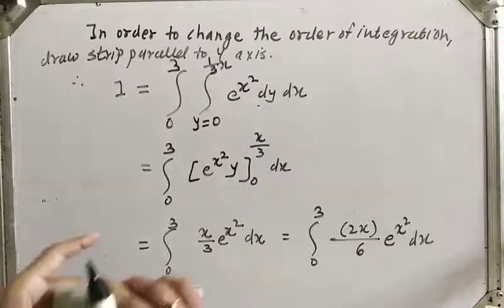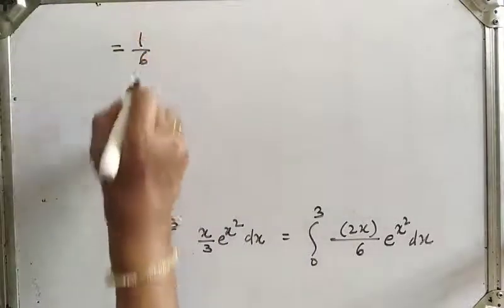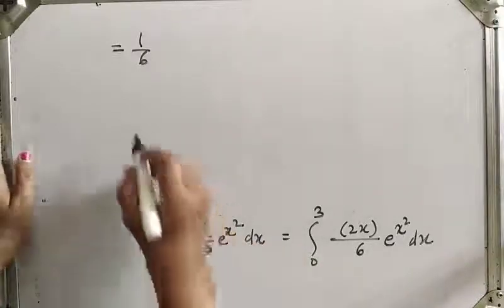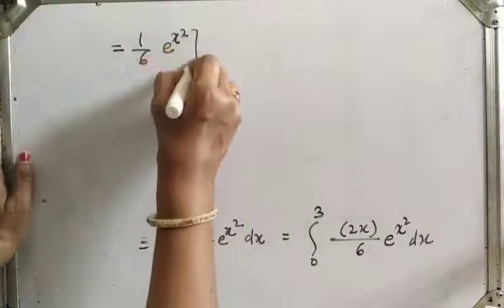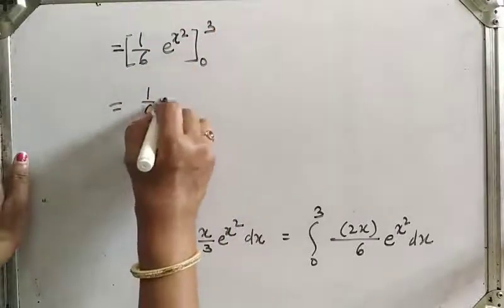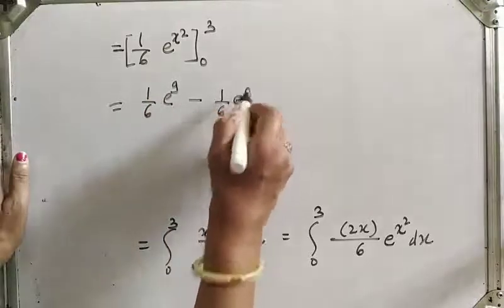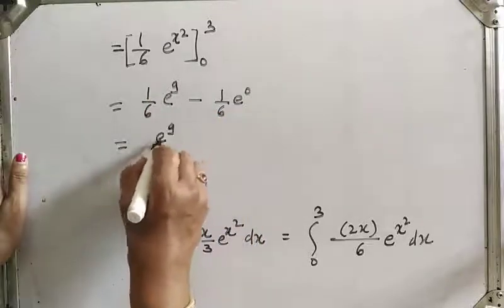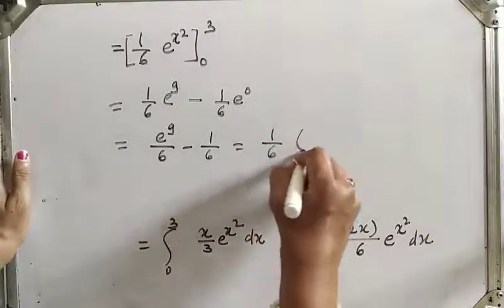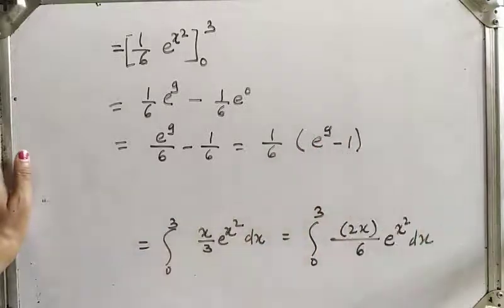So its integration will be equal to 1 upon 6 constant, e raised to x square, its derivative is here, integration of this will be e raised to x square with limits 0 to 3. Now 1 upon 6, apply limit, e raised to 3 square, that is 9, minus 1 upon 6, e raised to 0, that is 1. So it is e raised to 9 by 6 minus 1 by 6. We can take 1 by 6 common. So our answer is 1 by 6 into (e raised to 9 minus 1).